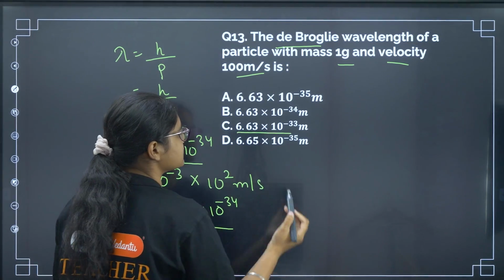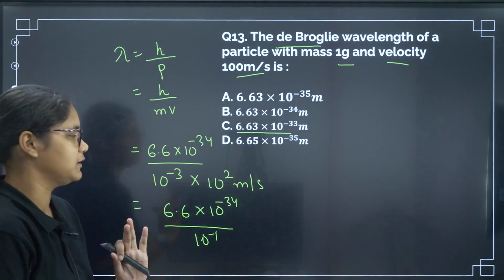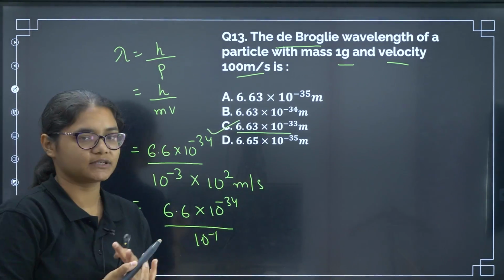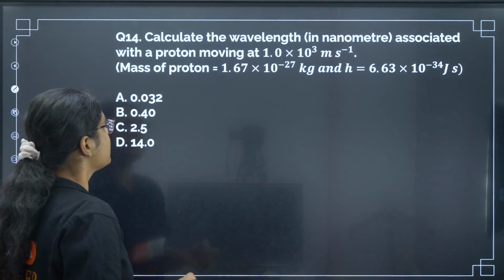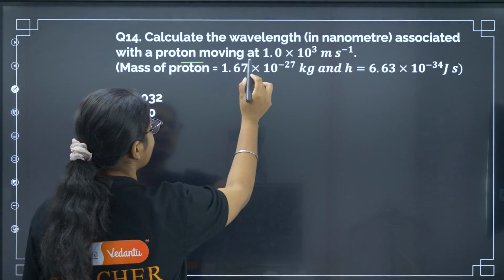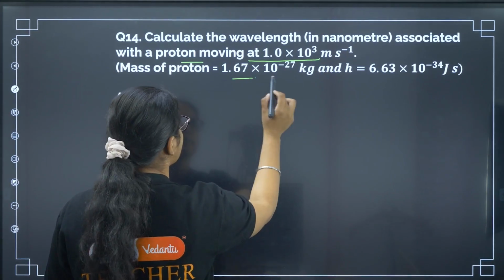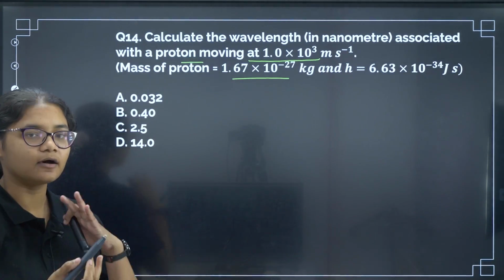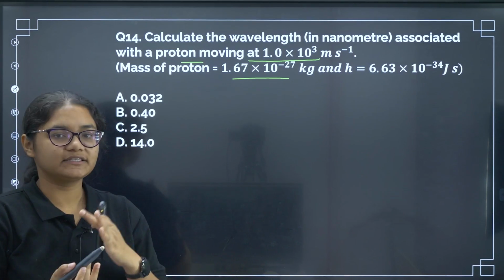So we'll get 6.63 into 10 to the power of minus 33. So the correct answer for this question is option number C. Okay, next, calculate the wavelength associated with a proton moving with this much speed, mass of the proton. Again, this is called your wave nature of particles.